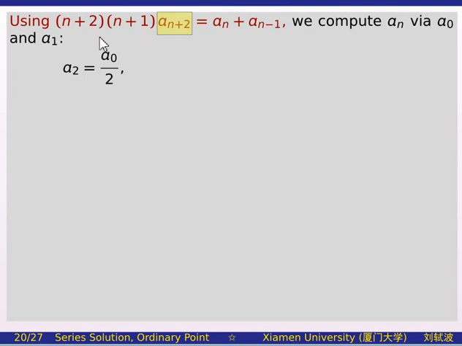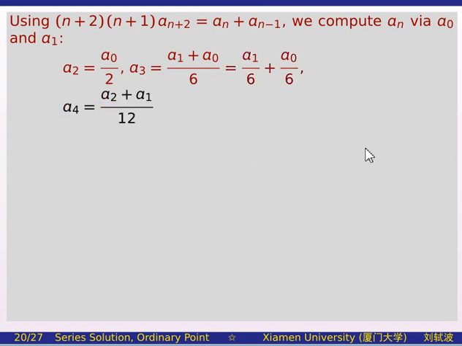So we have a0, a1, and a2 is half of a0, and then a3 using this recurrence relation, take n equal to 1. 1 plus 2 is 3. 1 plus 1 is 2. So 2 multiplying 3 is 6. Therefore, a3 is a1 plus a0. When n equal to 1, the right hand side here is a1 plus a0. So a3 is (a1 plus a0) divided by 6. Okay, and this is a1 over 6 plus a0 over 6.